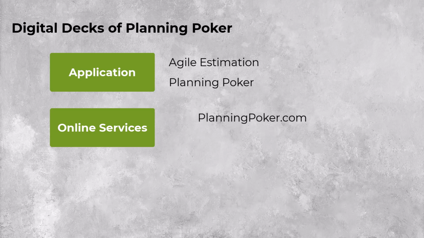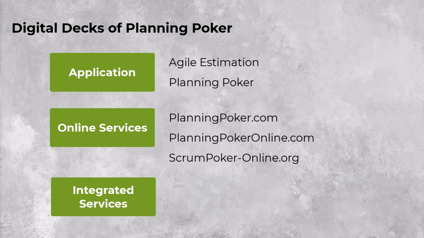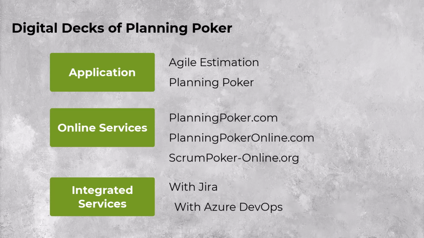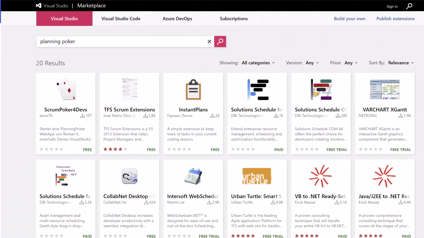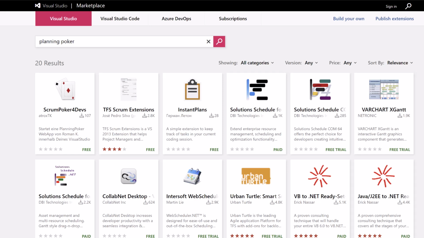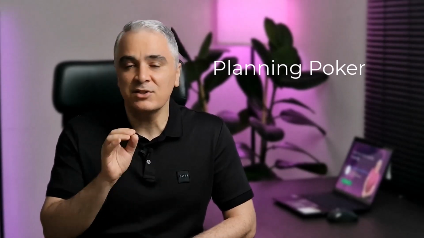The second category is online services. Examples are planningpoker.com, planningpokeronline.com, and scrumpoker-online.org, which is free. The third category is integrating third-party services with task management tools. You can integrate various third-party planning poker services with both Jira and Azure DevOps task management tools. If you go to the Atlassian Marketplace or Visual Studio Marketplace and search for planning poker, you will find many options to use.